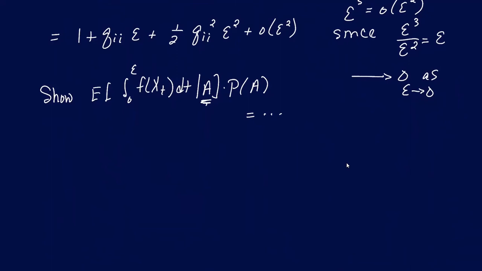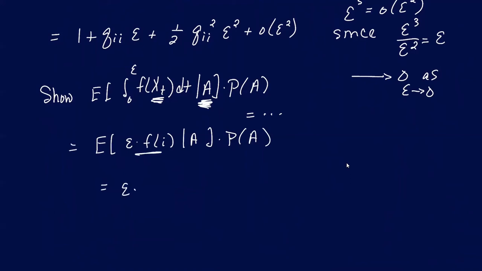But given that the event A happened, I know that X of t is still i over the entire range of this integral. And that means that the integral is epsilon times f of i. And there's nothing random here. So this is epsilon times f of i times the probability of A occurring, which we have an expression for up here.